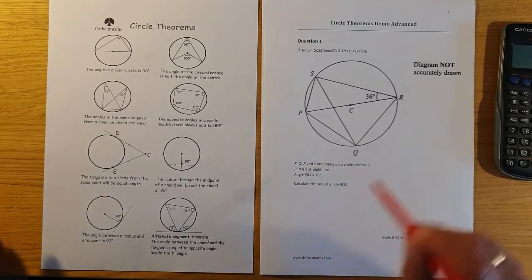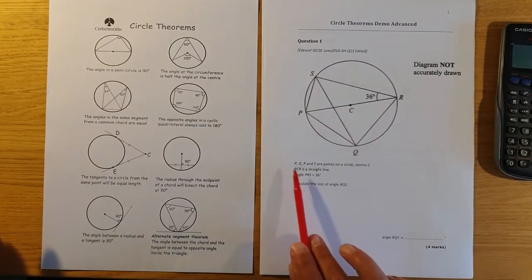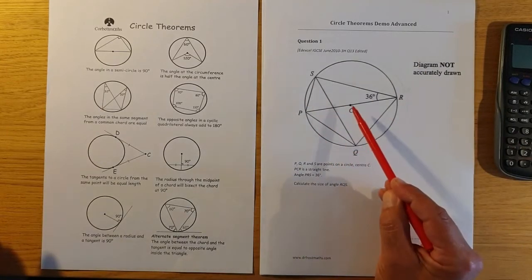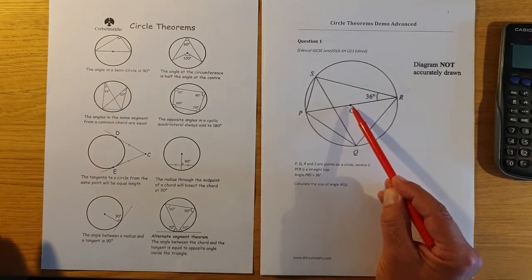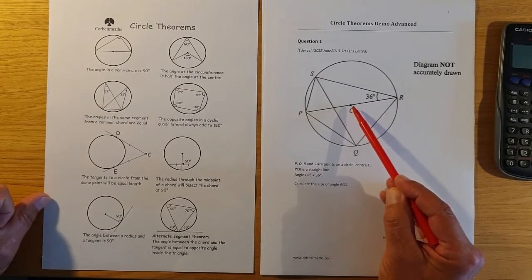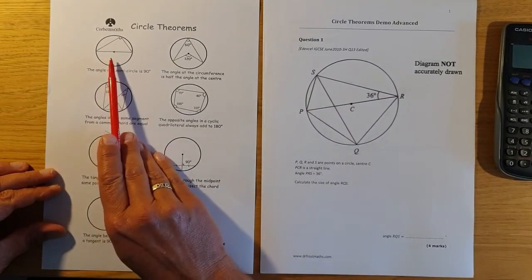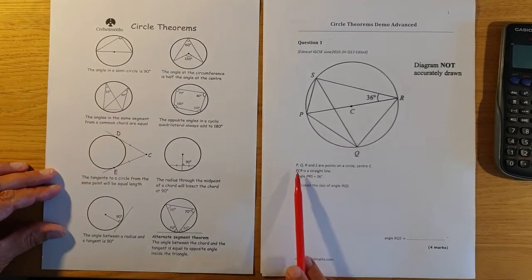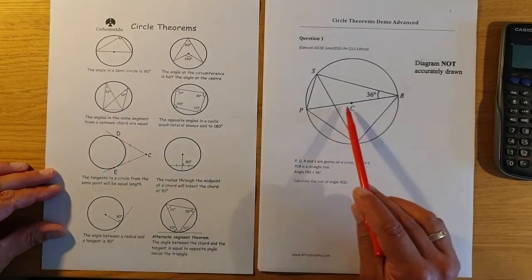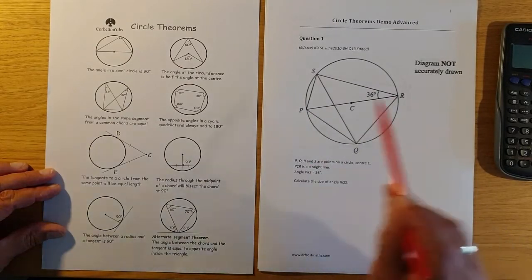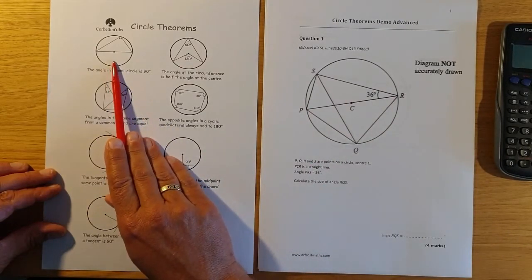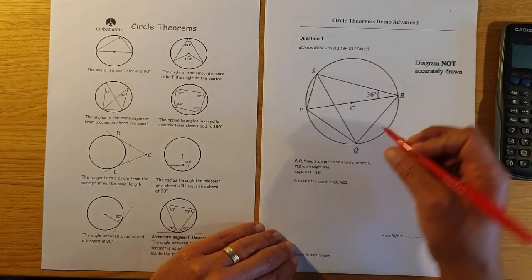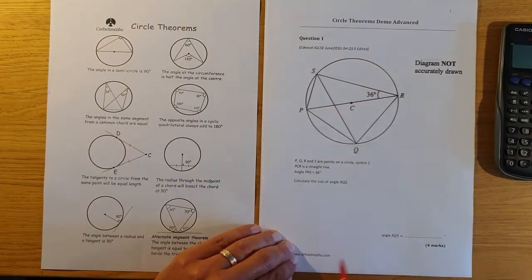But before we do, let's read the question. P, Q, R and S are points on a circle, centre C. This is a circle, that is its centre. So immediately we've got the centre of a circle, we've got one of two circle theorems that we're using, this one or this one. So PCR is a straight line. That means it's a diameter. That means we're using this circle theorem. I know that right from the start.